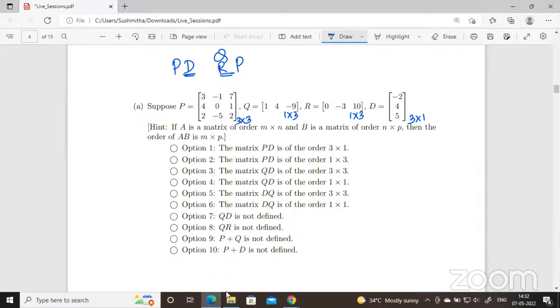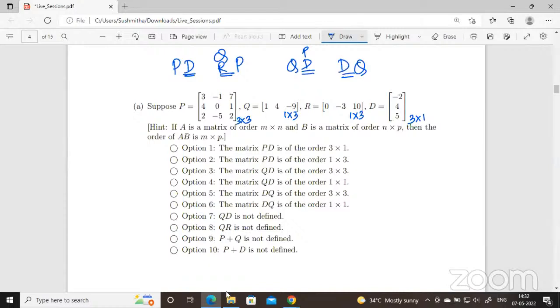What about Q? After Q, P and D. Before Q? R, D, and before P. Q, R and P. D only. Only D, ma'am.